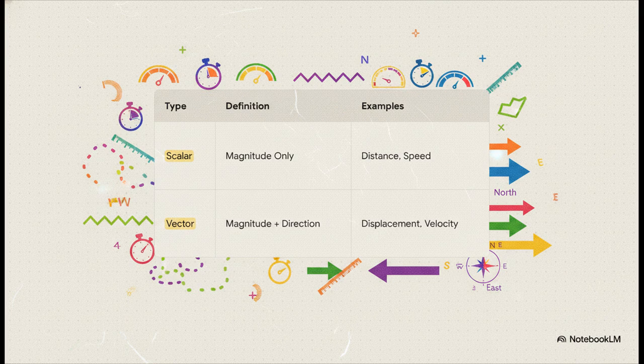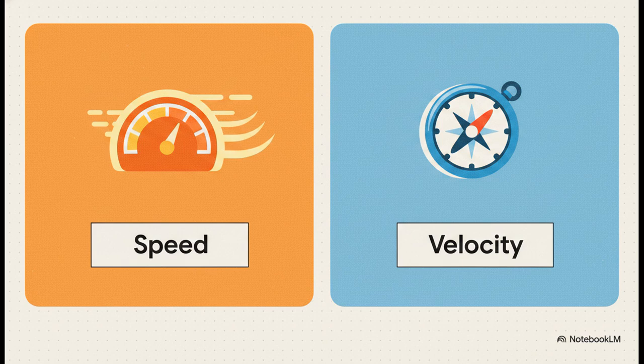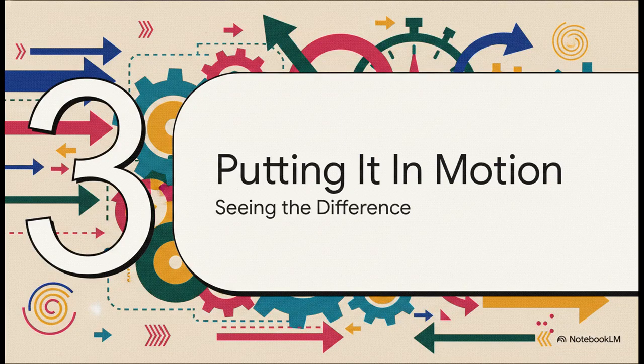That direction changes everything. To put it another way, asking, what's your speed, is really just asking, how fast are you going? But asking, what's your velocity, is asking, how fast are you going and in what direction, you see? To fully describe velocity, you absolutely have to include a direction, like 55 miles per hour, heading east. All right, theory is one thing, but let's actually put this into motion with a couple of examples. This is where the difference between speed and velocity really clicks and becomes crystal clear.